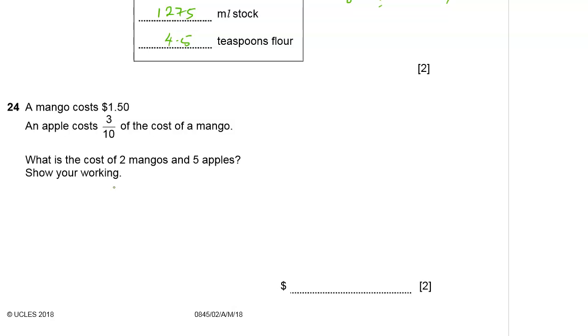We are told that a mango costs $1.5. So 2 mangoes will cost 2 times 1.5. This will be $3. What about 5 apples? We are told that an apple costs 3/10 of the cost of a mango. So what is the price of an apple?